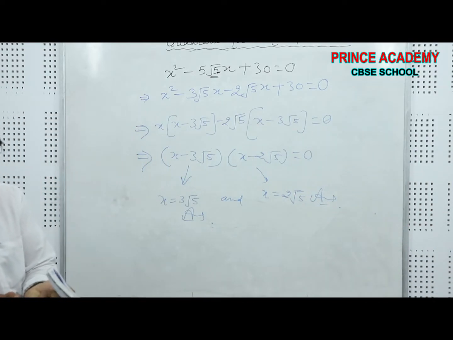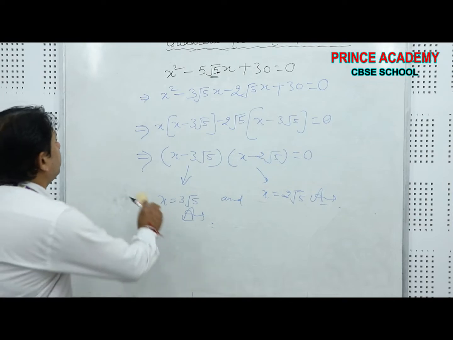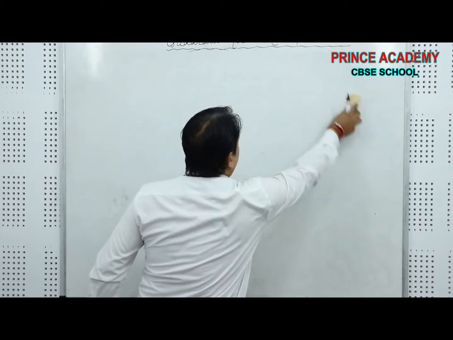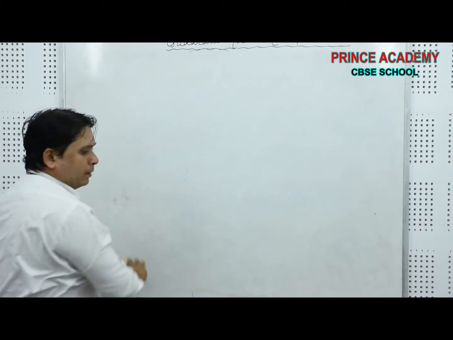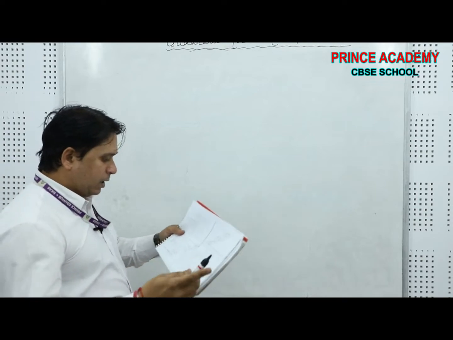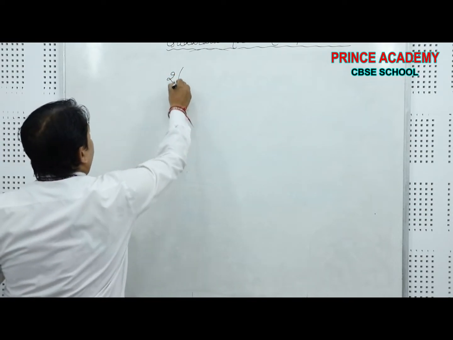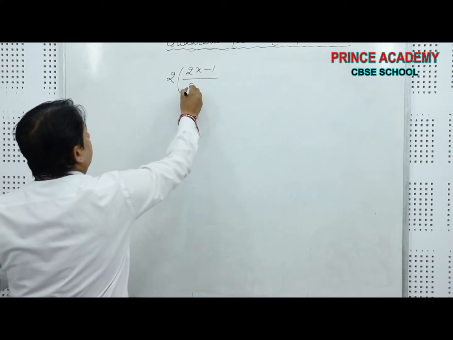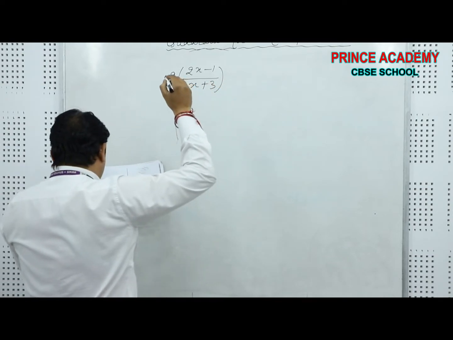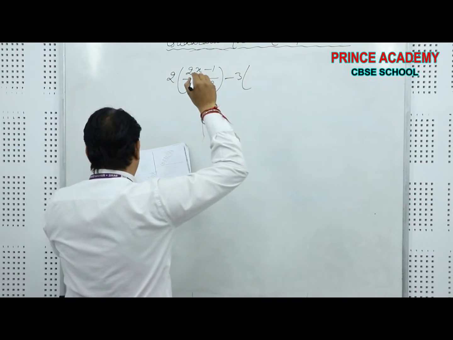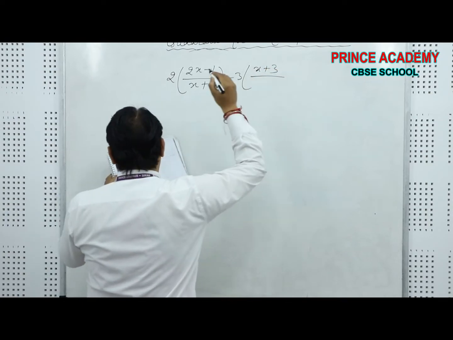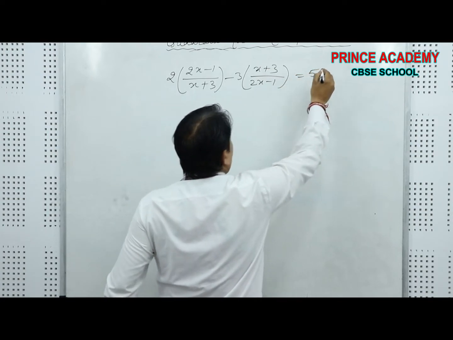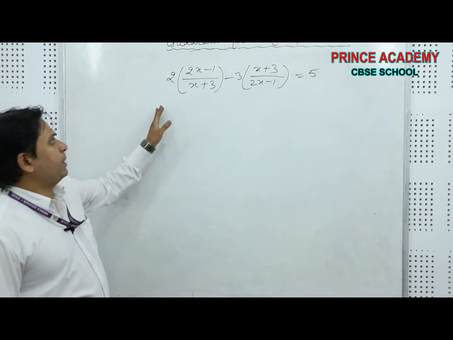Now see. See beta, what is the statement given here? 2 into 2x minus 1 divided by x plus 3, and then minus 3 into x plus 3 divided by 2x minus 1 is equal to 5. This is the statement beta.